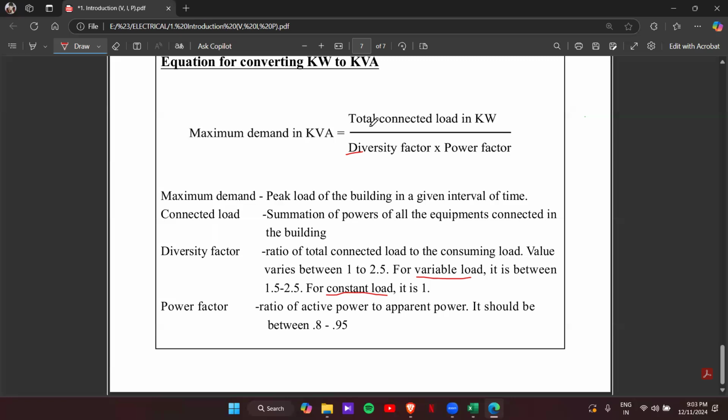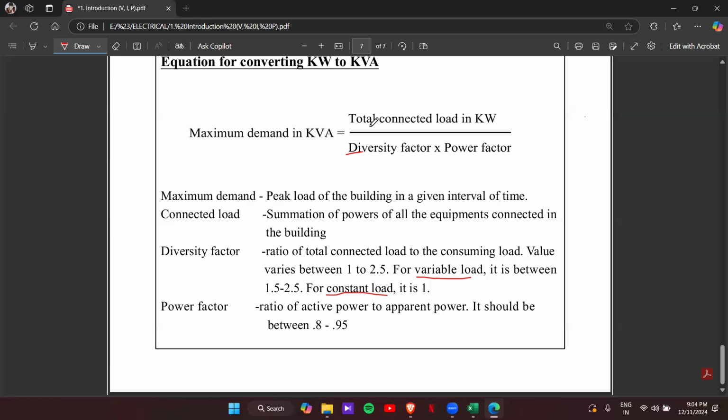Constant load means, for example, if you consider a pump with a capacity of 5 kilowatt, from the starting to the end the pump will be consuming 5 kilowatt. It will not change in between. This type of load is called constant load. Or if you are considering a 24-hour working industry, that will also be constant, because the load is not changing. Small fluctuations will be there, but the load will not vary that much. So based on these conditions, we select whether the building is variable load or constant load.